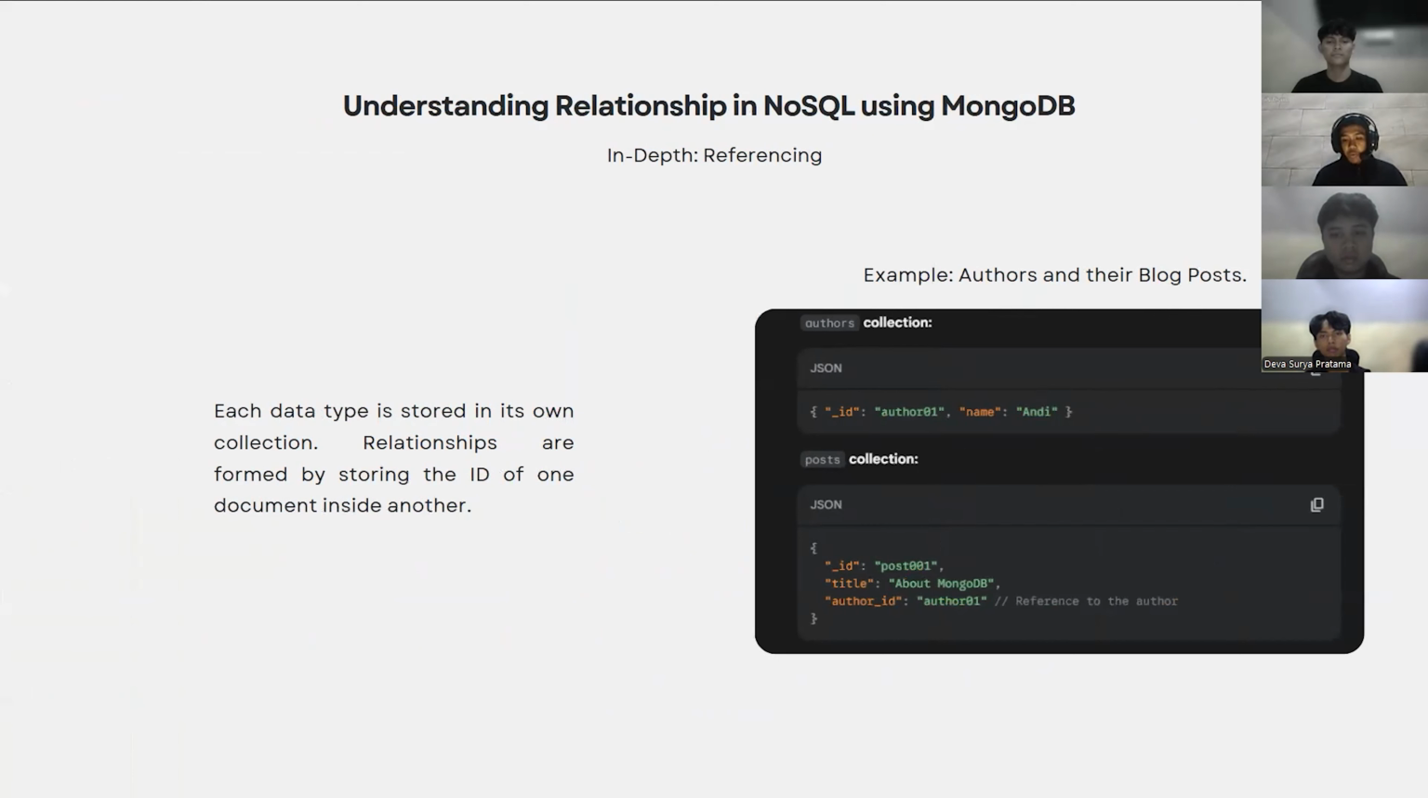Now we head to referencing. As we can see, in referencing the data is stored in its own collection. Relationships are formed by storing the ID of one document inside another.